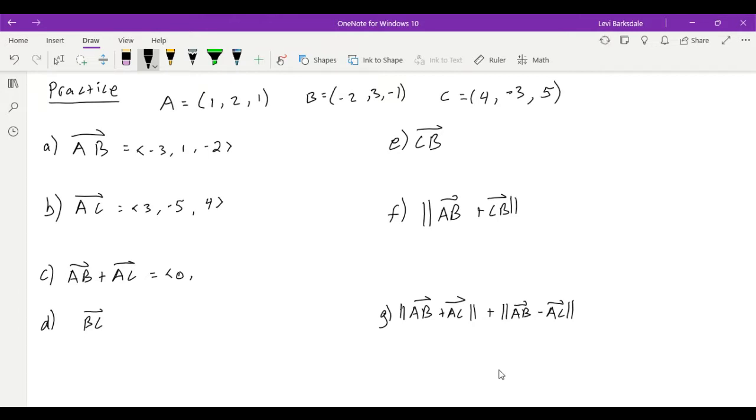Let's see, sorry, double checking something. I think I wrote something down wrong in my notes. Right. Okay. So -3 plus 3 is 0. Then 1 minus 5 is -4. -2 plus 4 is 2.